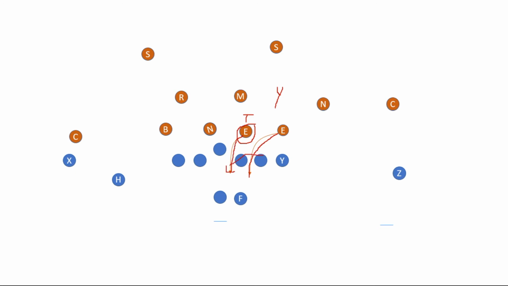And that's going to confuse the blocking schemes for really these 3 guys. Make it very difficult to block these 2. It's also going to create a wall here, in a sense, to where your Mike linebacker can get outside and play the run more effectively.